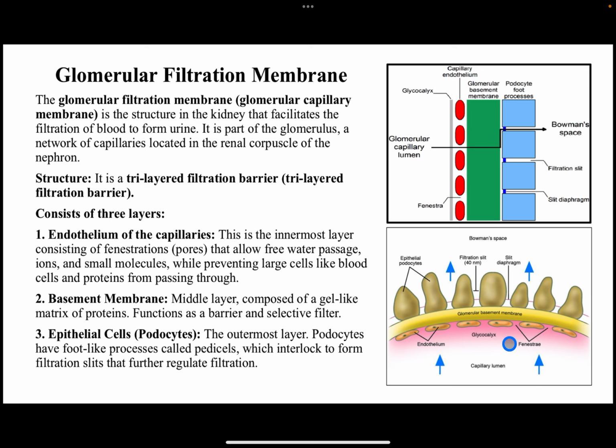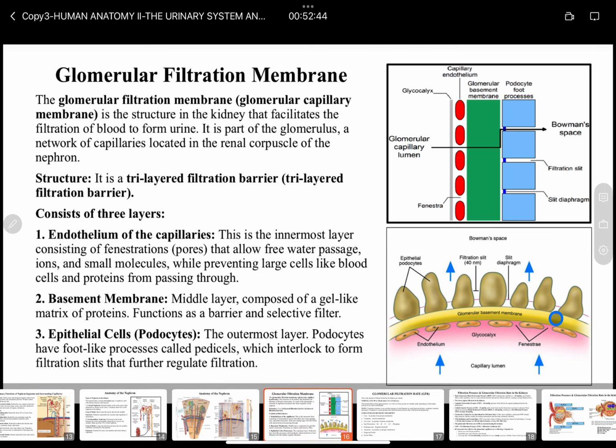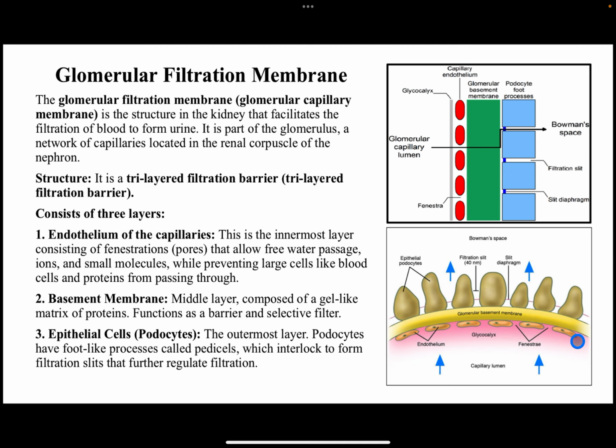Now, in between the first layer, look at it very well, or even before the first layer, we have a layer of tiny protein structure in front of the endothelium of the capillaries. We call it the glycocalyx. It's made up of proteins. Then we have the glomerular basement membrane over here. From the glomerular basement membrane, we have the epithelial cells or the podocytes.